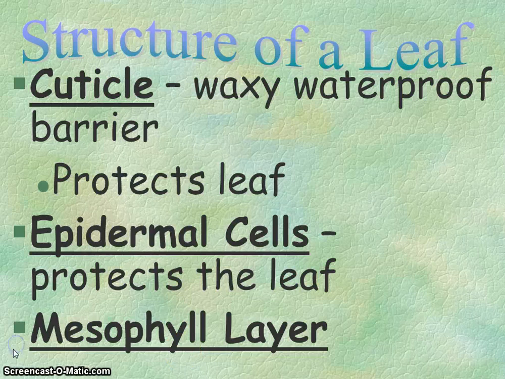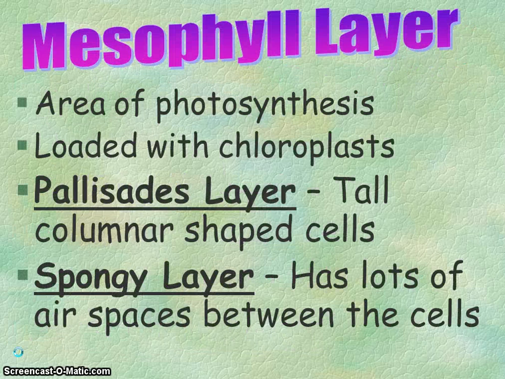Then we're going to focus in on the mesophyll. The mesophyll layer is tremendous and very important for photosynthesis. It is an area where photosynthesis takes place, and it is because it is loaded with chloroplasts. The mesophyll layer is broken down into two layers. The first layer is called the palisade layer, which are tall columnar cells.